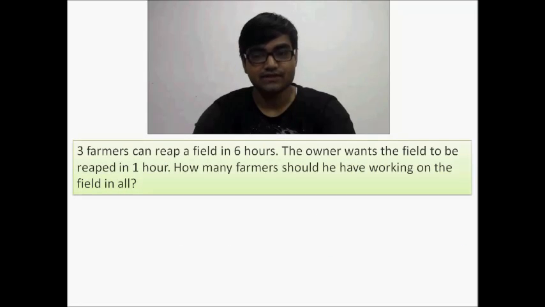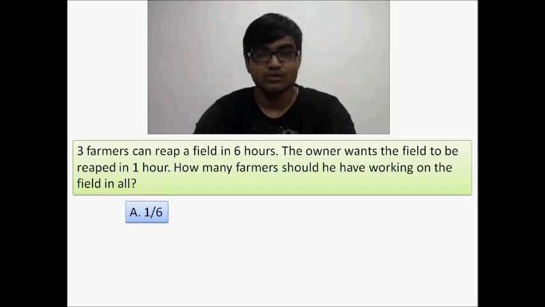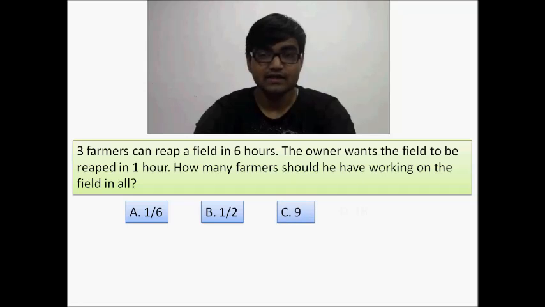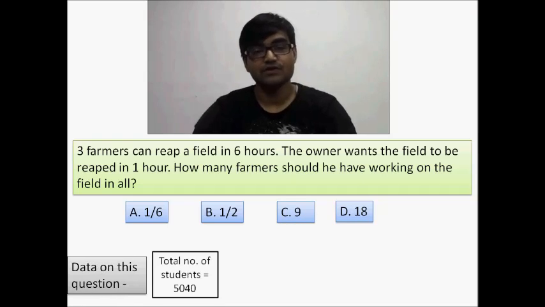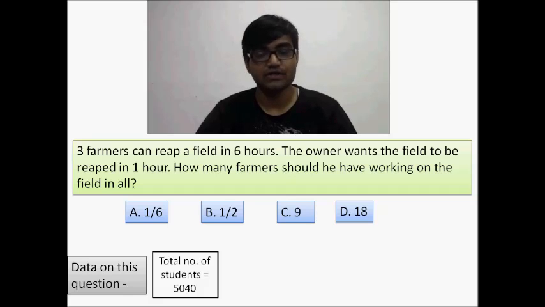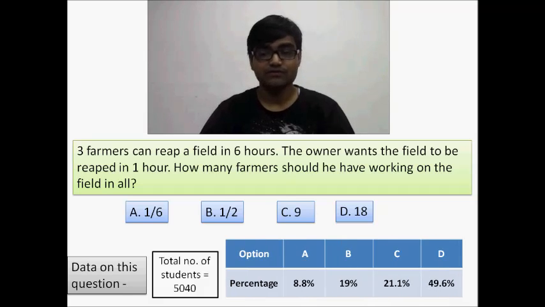In this question, it is given that 3 farmers can reap a field in 6 hours. The owner wants the field to be reaped in 1 hour. How many farmers should he have working on the field in all? Options are A. 1 by 6, B. 1 by 2, C. 9 and D. 18.